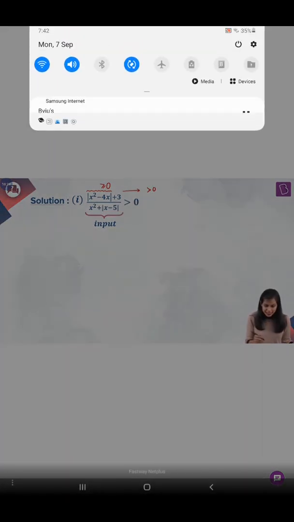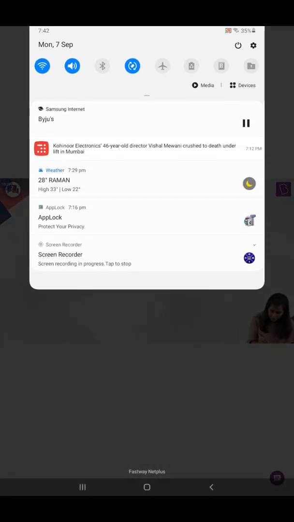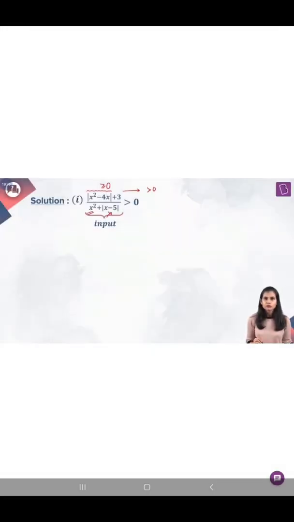Now look at the denominator. You know that x square is always non-negative. Mod of x minus 5 is also always non-negative. That means I am having a doubt. Can my denominator be ever equal to 0? No. Why? See, x square is 0 when x is 0. But when x is 0, mod of x minus 5 is not 0. Yes. So when this is 0, this is not 0.